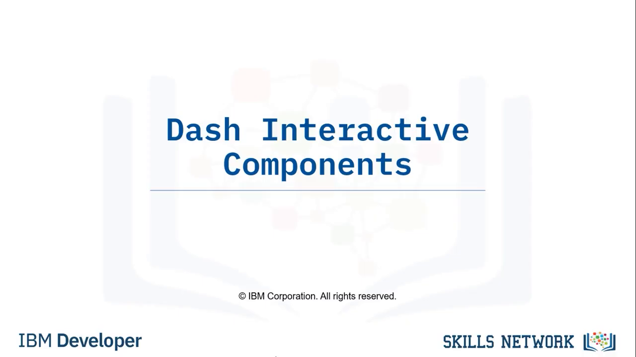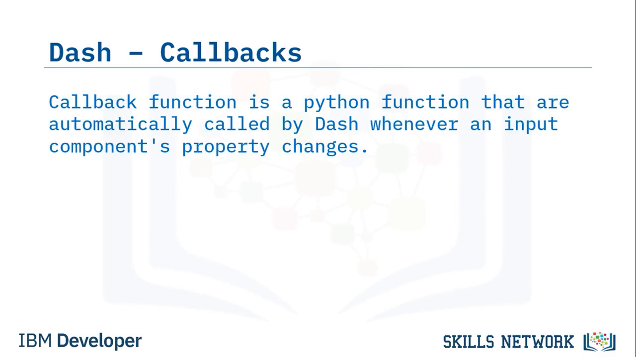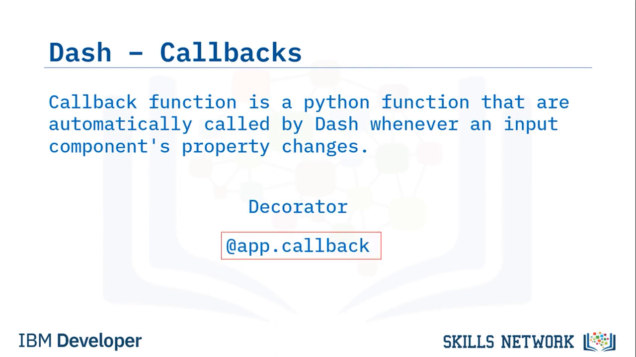In this video, we will see how to connect core and HTML components using callbacks. A callback is a Python function that is automatically called by Dash whenever an input component's property changes. Callback function is decorated with @app.callback decorator.